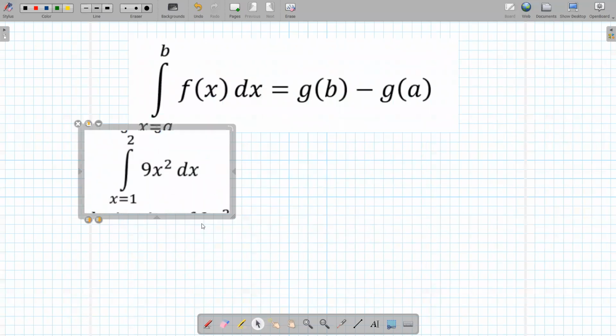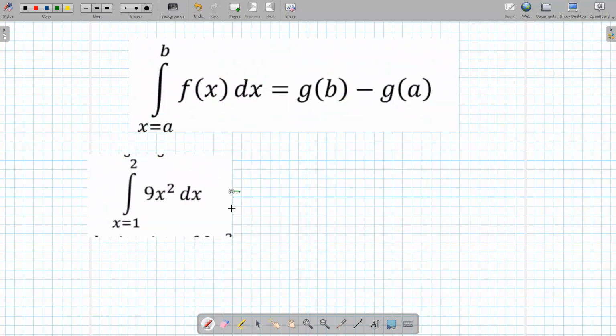All right, our function is 9x squared. What's the integral of 9x squared? It's the power function. Use the power rule.